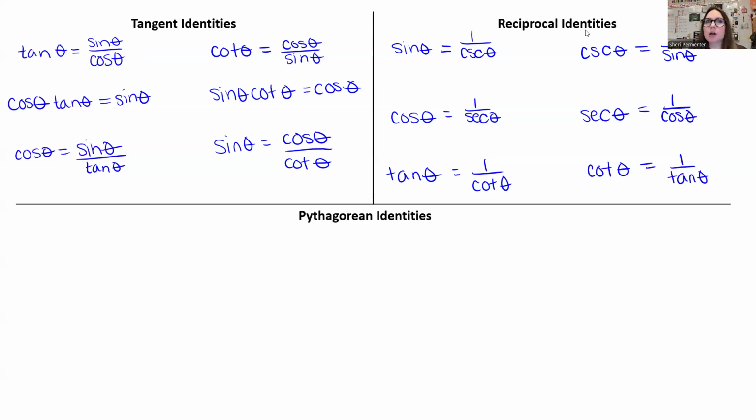Any questions on how to create these? Or how I manipulated them?